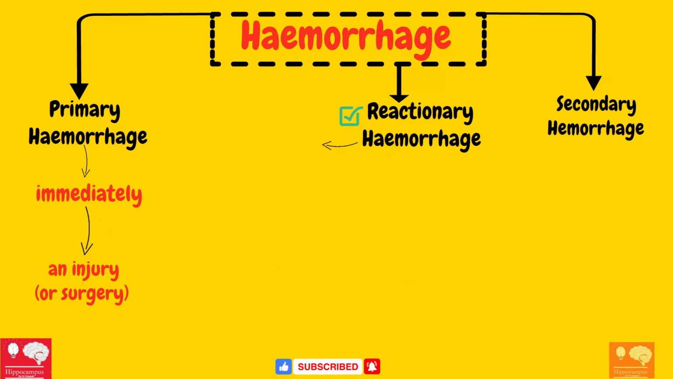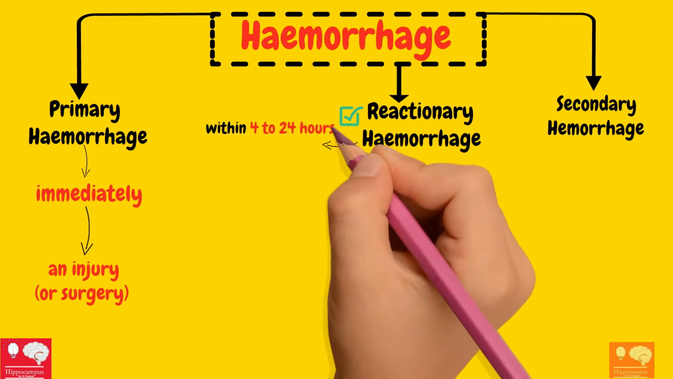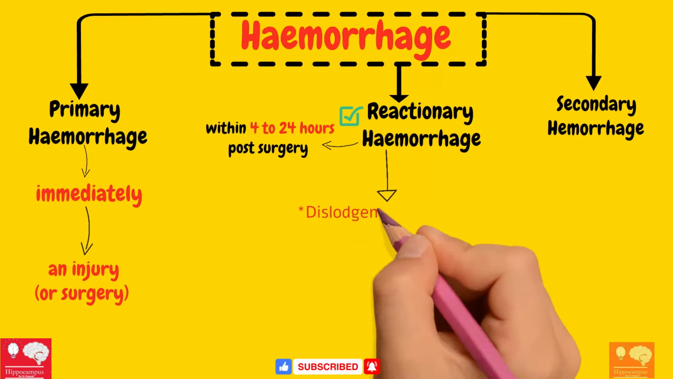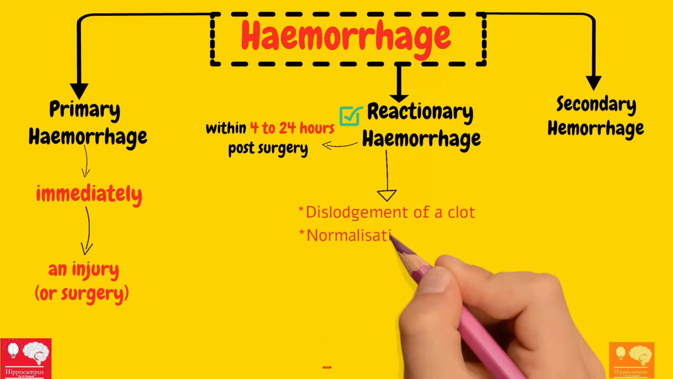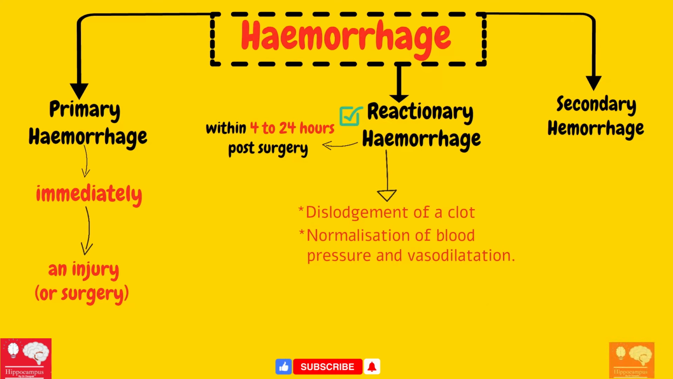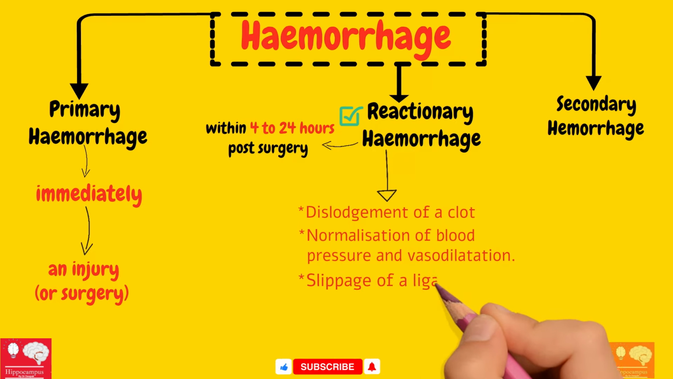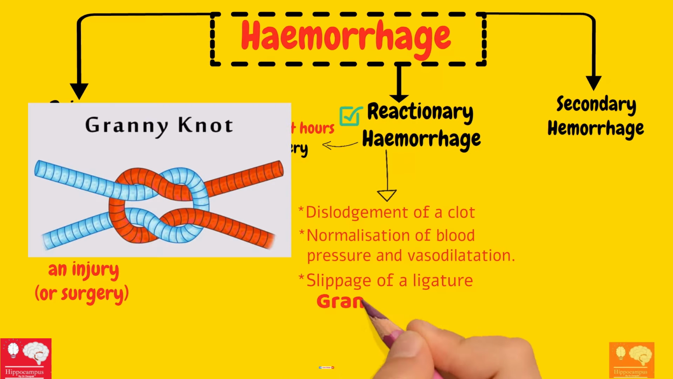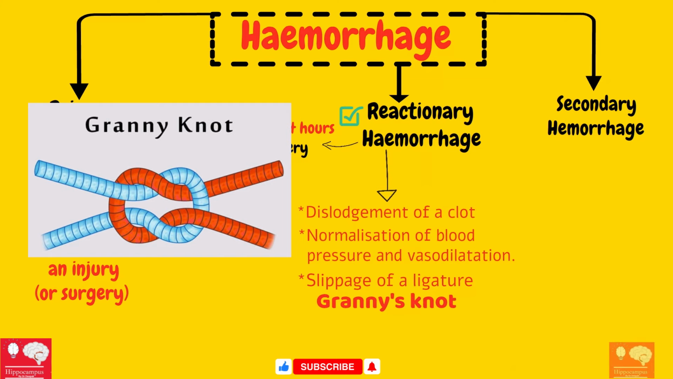Reactionary hemorrhage can occur within 4 to 24 hours post surgery. So, what are the causes of reactionary hemorrhage? It is usually due to dislodgement of clot by resuscitation, normalization of blood pressure, and vasodilation. Reactionary hemorrhage may also be due to technical failure, such as slippage of knots or ligature. Now, the question is, which knot can slip easily? Yes, if we use a Granny's knot, then it can slip and give rise to a reactionary hemorrhage later on.